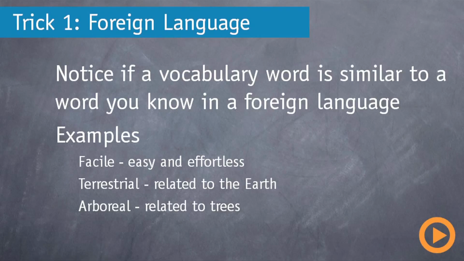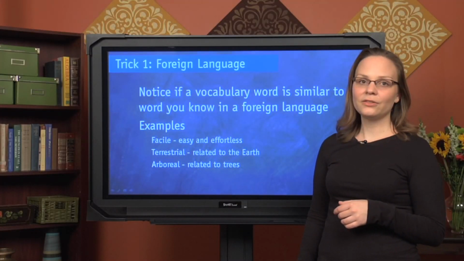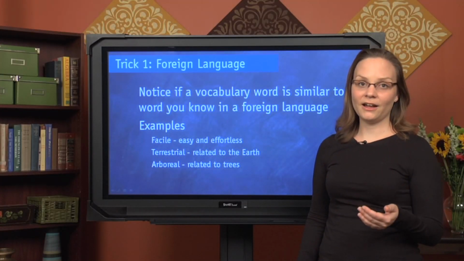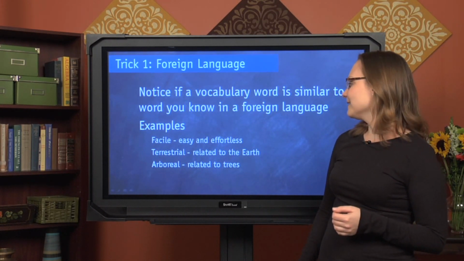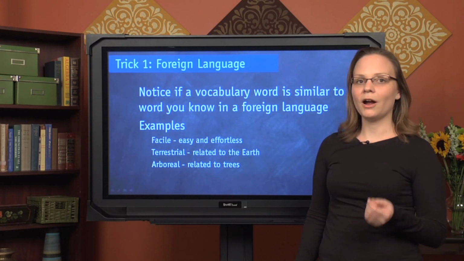Facile means easy and effortless, and you might recognize the word facile from Spanish or French class. Then we have terrestrial, related to the earth. You might recognize a word like tierra or terre. And lastly, arboreal is related to trees, like arbol in Spanish or arbre in French. If you take Japanese, that's totally awesome, but I'm sorry, I'm not going to be much use to you here.